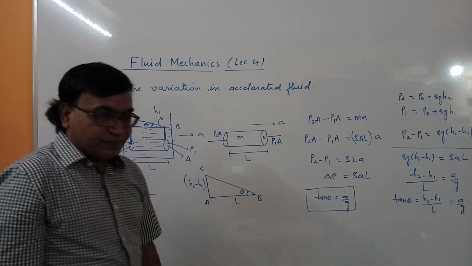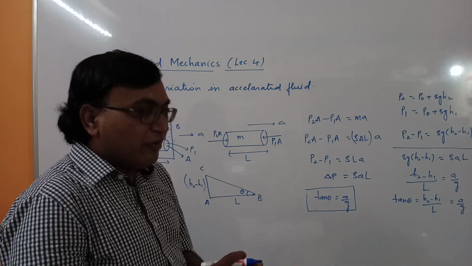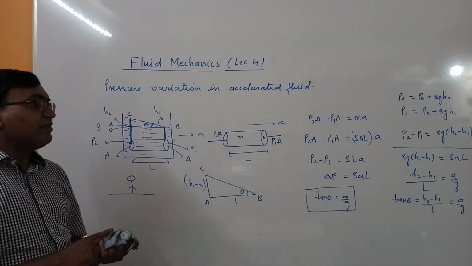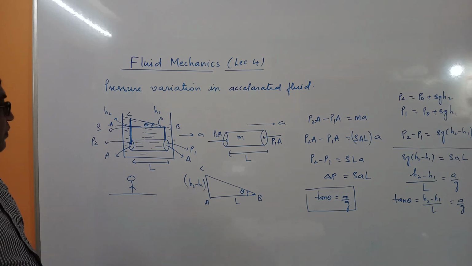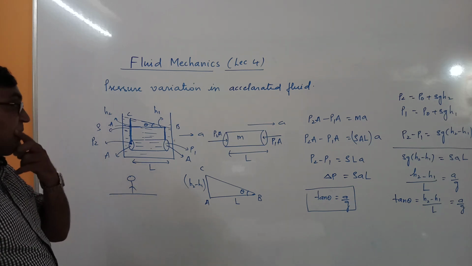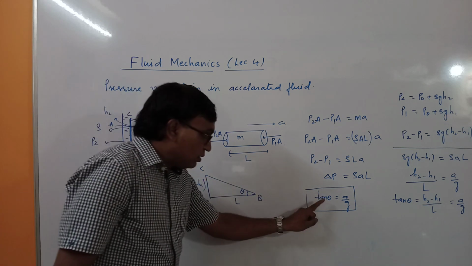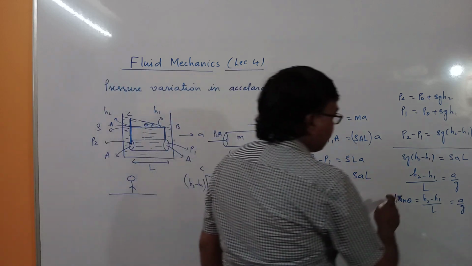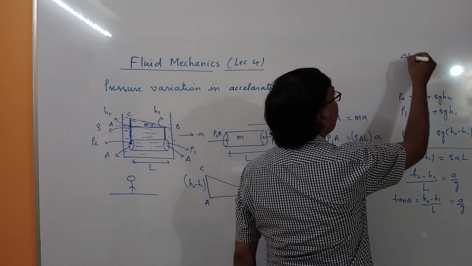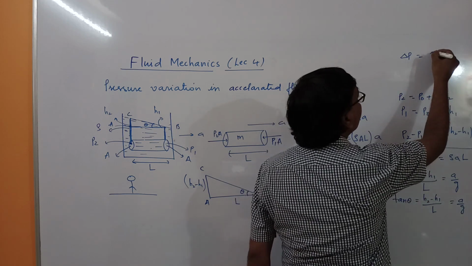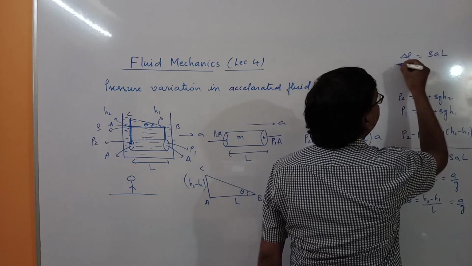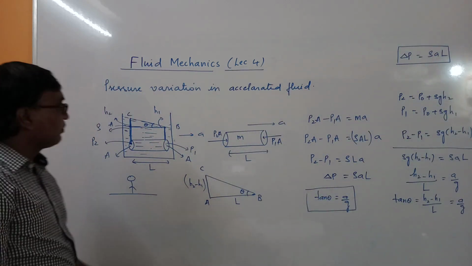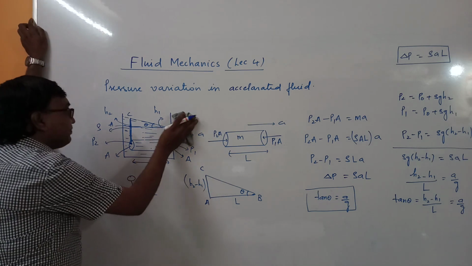Now similarly, we can have a rotating fluid, which is also an accelerated fluid, because there will be centripetal acceleration. So this is theta, the angle made by the free surface of the liquid. Let us write here that the difference in pressure along the horizontal level is rho AL along the direction of x.